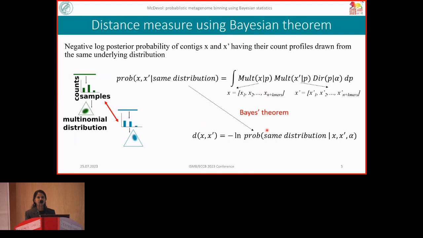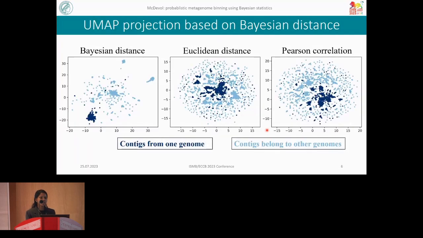Shown here is the performance of our Bayesian distance. The distances are projected onto a UMAP, and the darker blue color indicates contigs that come from the same genome. You can see that Bayesian distance is able to get one compact cluster for contigs from one genome, while Euclidean distance and Pearson correlation coefficient, as used in other methods, have dispersed clusters for a given genome, suggesting the Bayesian distance that we have developed is more robust for clustering metagenomic contigs.